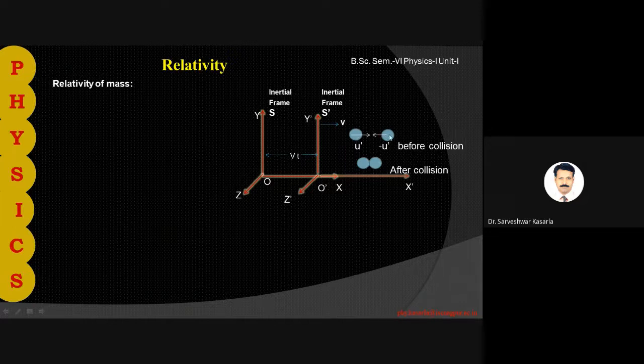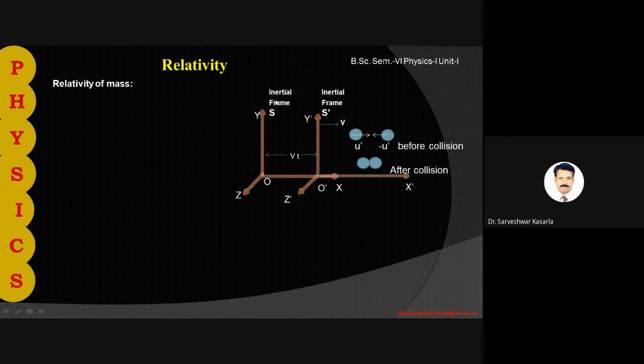This is m1 and this is m2. The m1 is having velocity u dash and m2 is having velocity minus u dash. Both these velocities are measured with respect to the observer O dash.